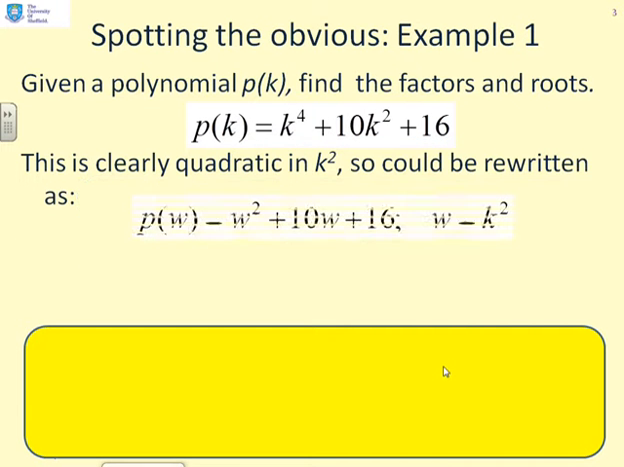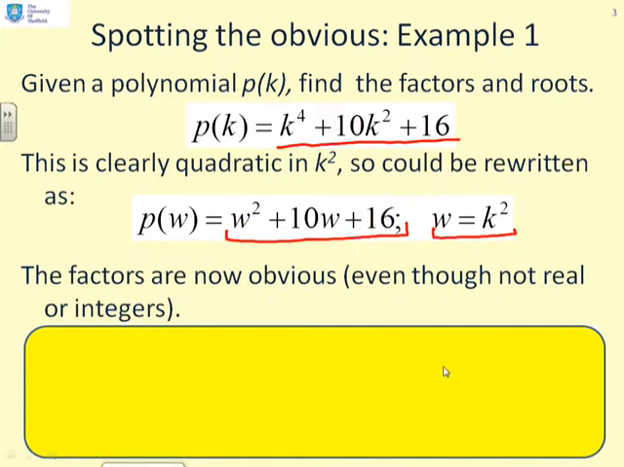So what I'm going to do is get rid of k squared and write this in terms of a new variable w, where w equals k squared, because that means I have now got a quadratic in w. And clearly, once it's a quadratic, I can solve it.